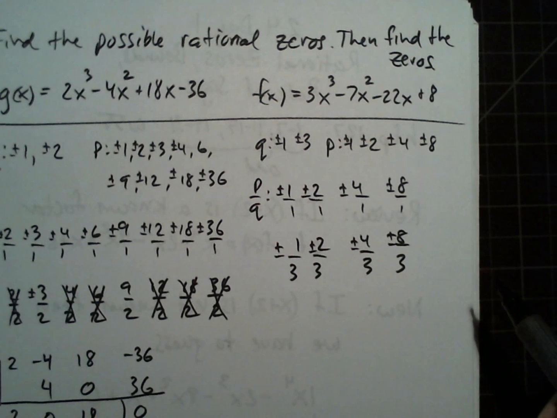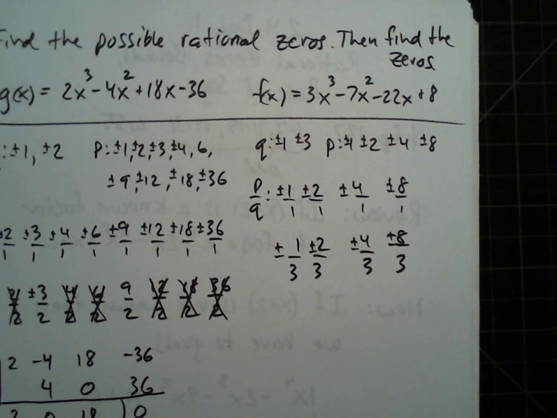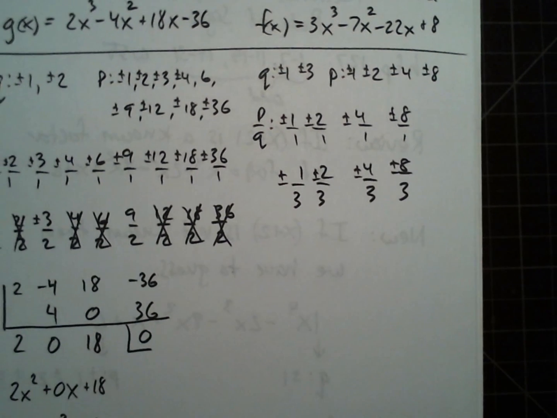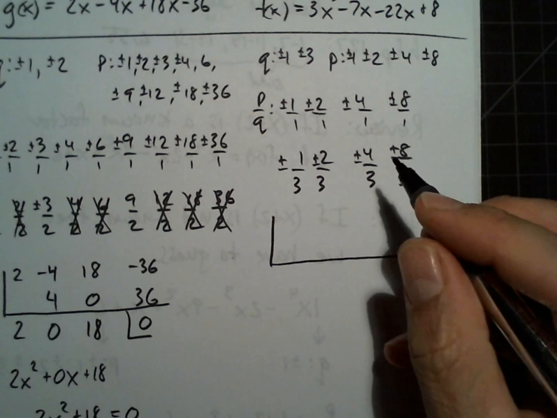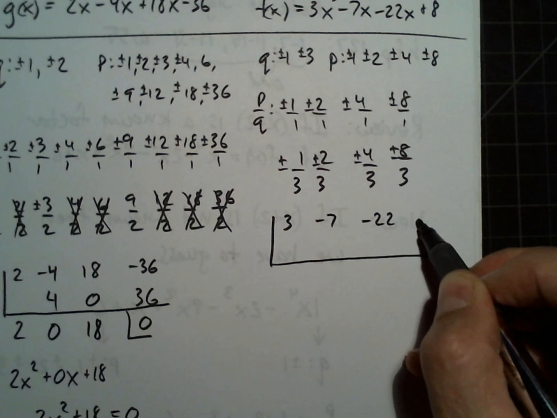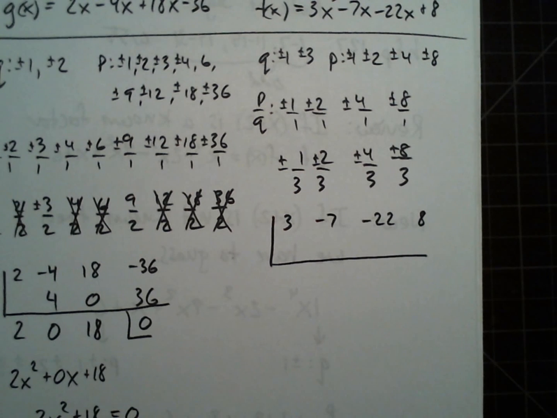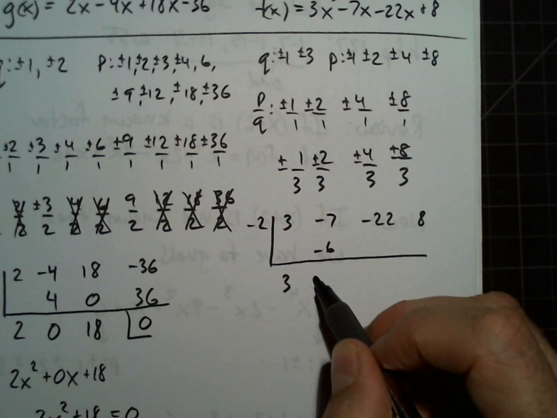And we don't get any repeats here, so now we have 8 times 2, because it's positive and negative. We have 16 possibilities to try. And let's try -2.